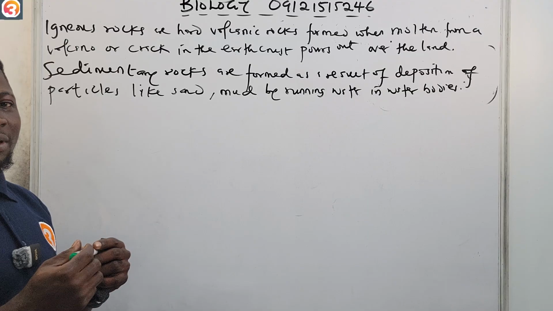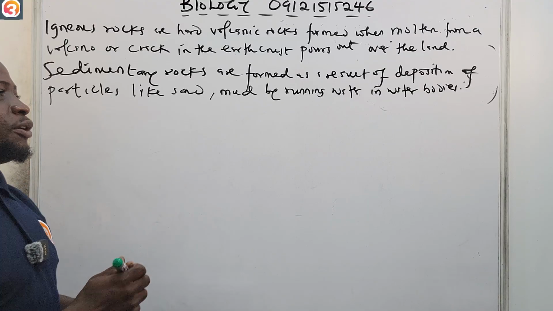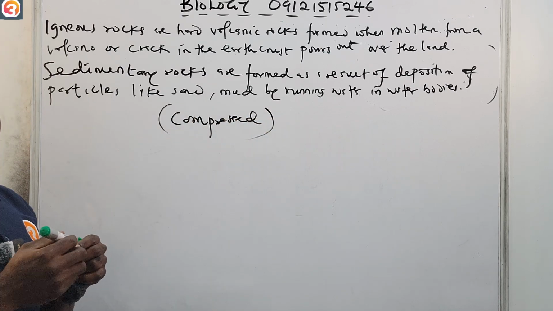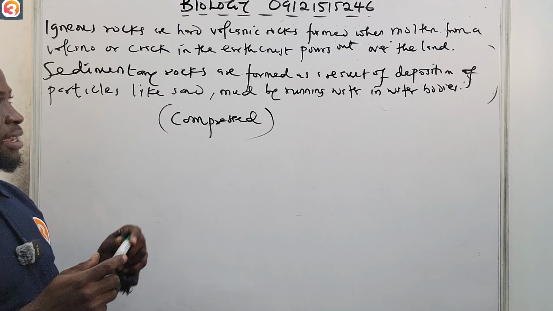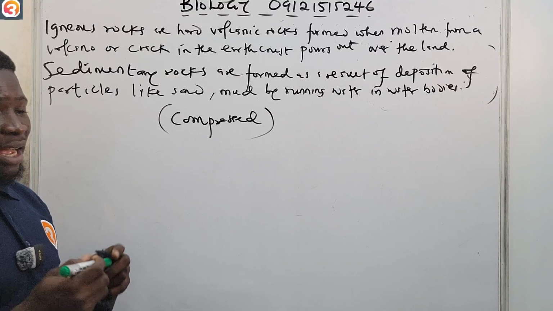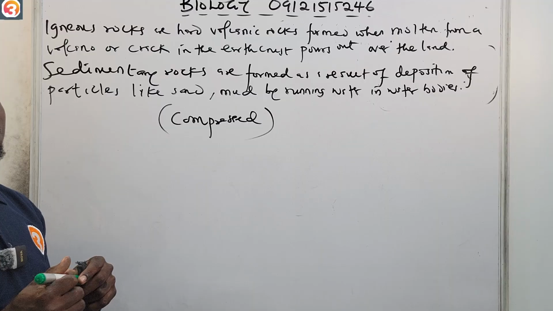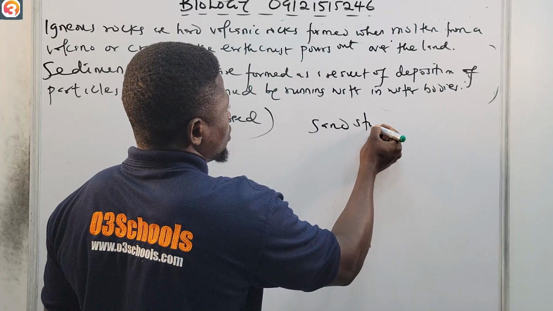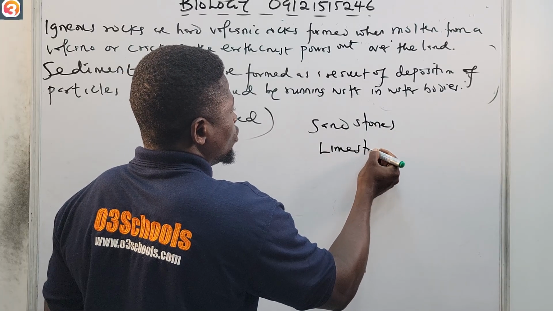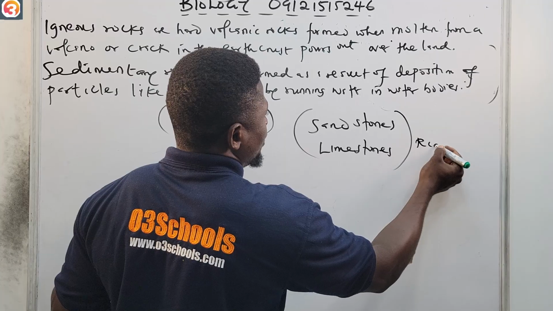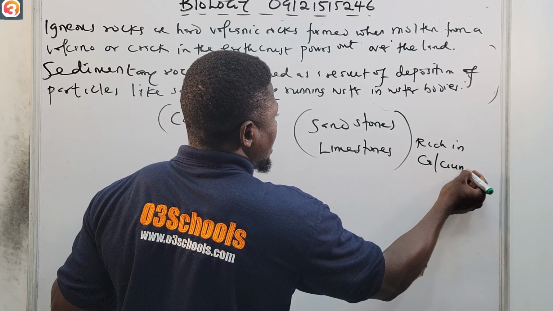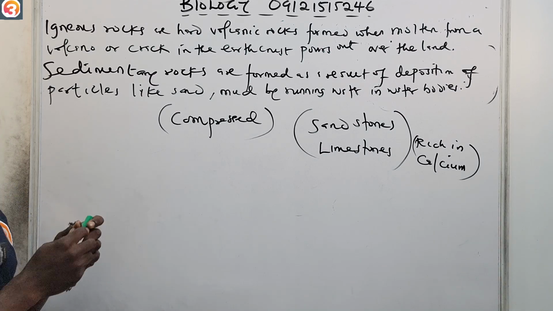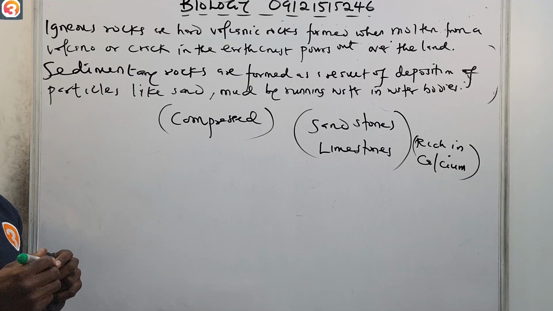Over a period of time, the sediments become compressed by movement, and then they become compacted over time. That is how sedimentary rocks are formed. Sedimentary rocks are easy to break down, like I said before, and they form sandstones. They also form limestones, which are rich in calcium. Please take note of that. So those are sedimentary rocks, formed by deposition of particles like sand and mud by running water in water bodies.